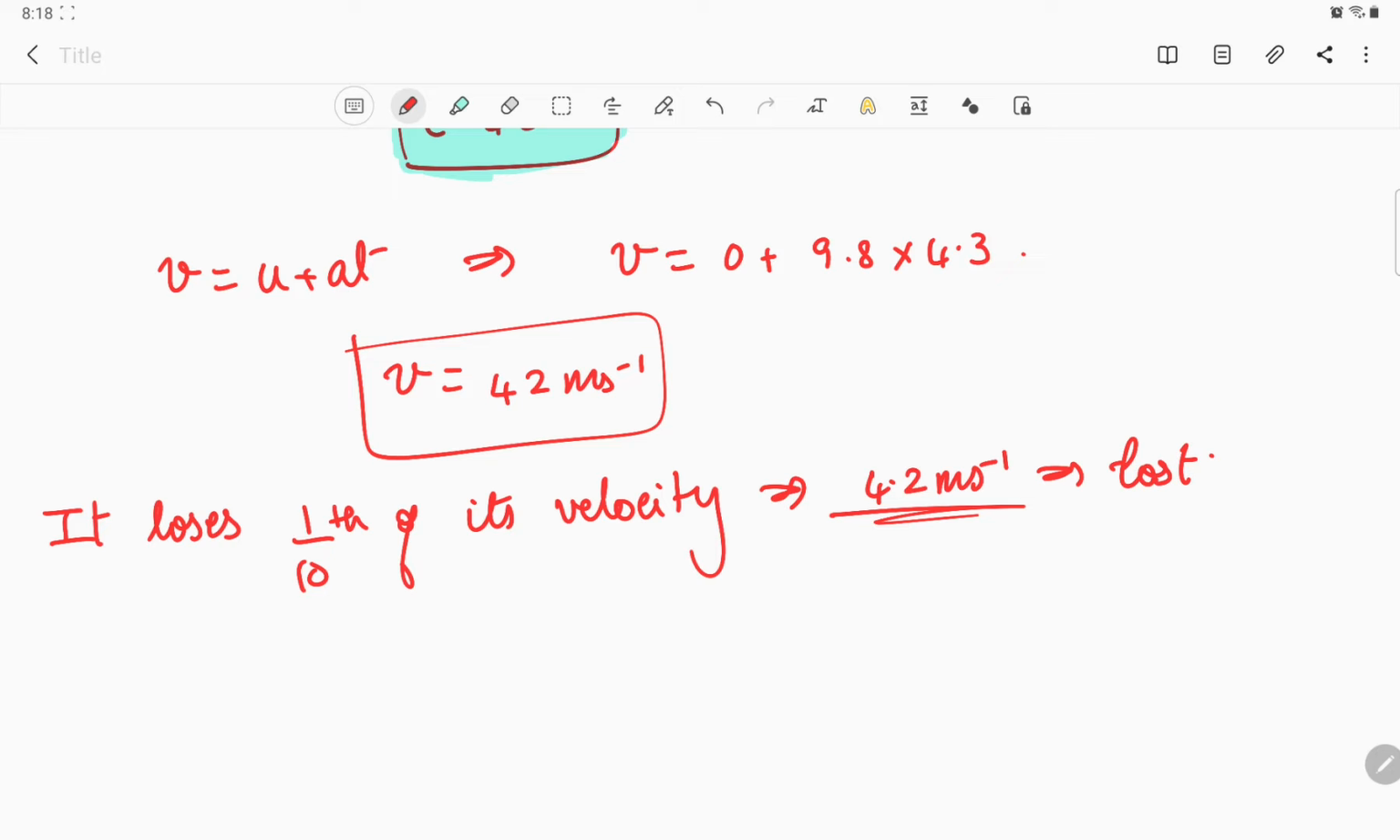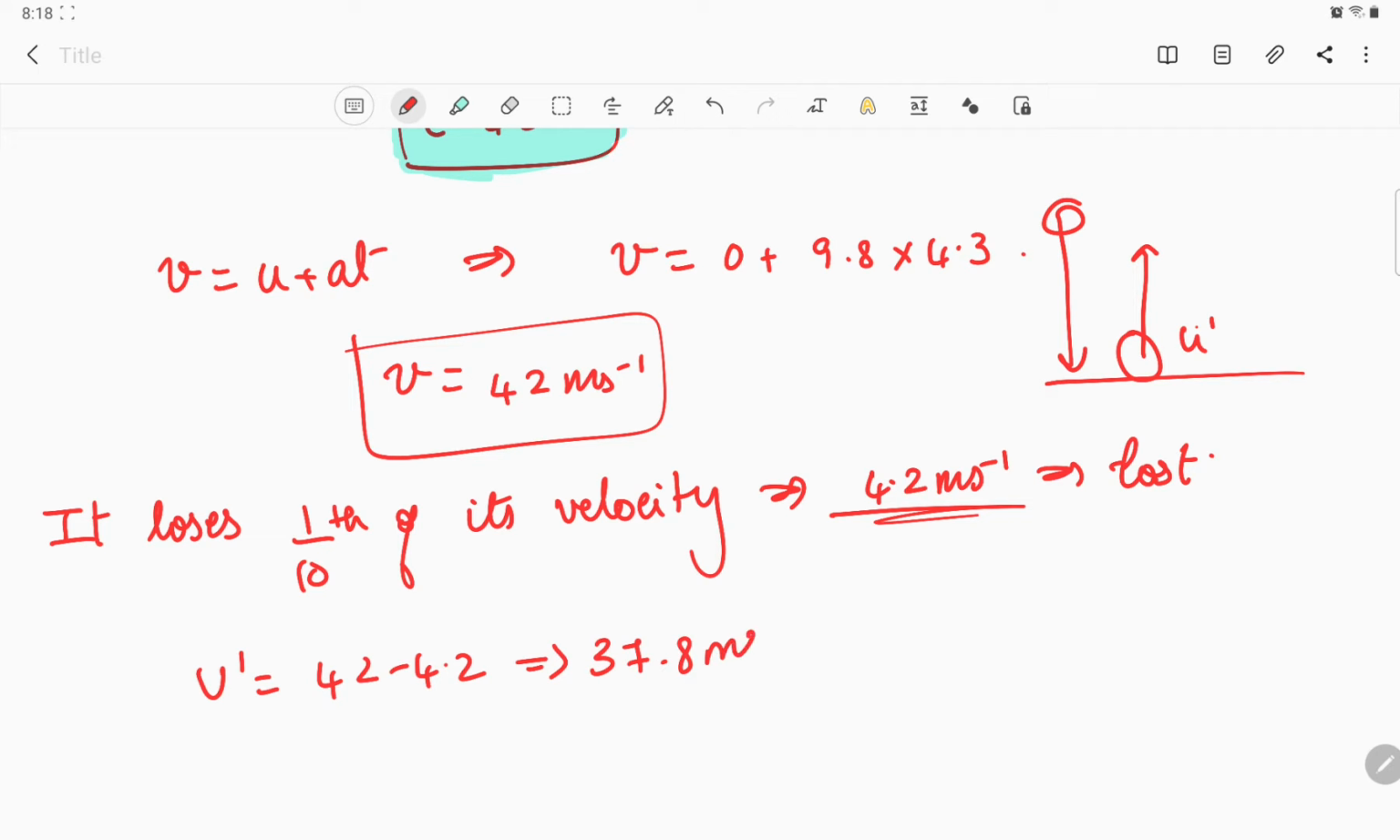So the velocity that it will have to bounce back with: this object is dropping and then it's going to bounce back. What is the initial velocity when it is going to bounce back? I can call it u dash. So u dash will be equal to 42 minus 4.2, which is 37.8 meters per second.